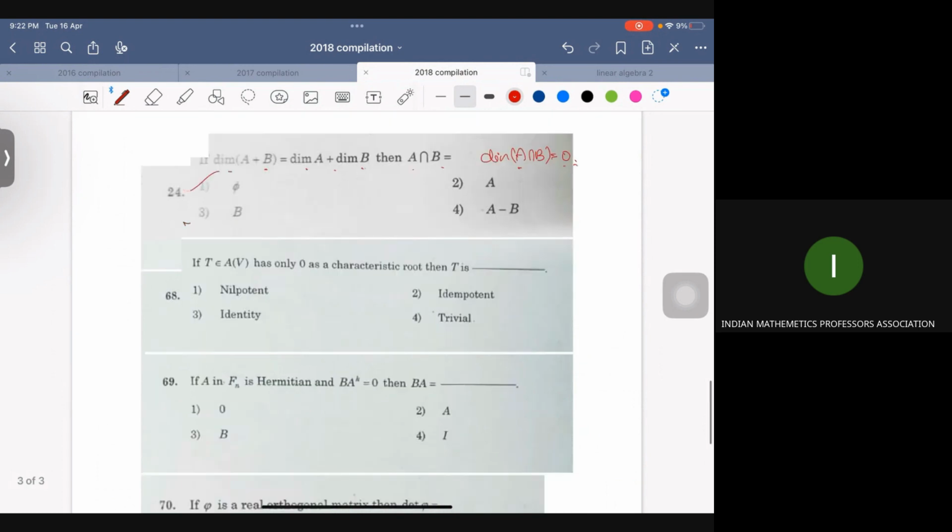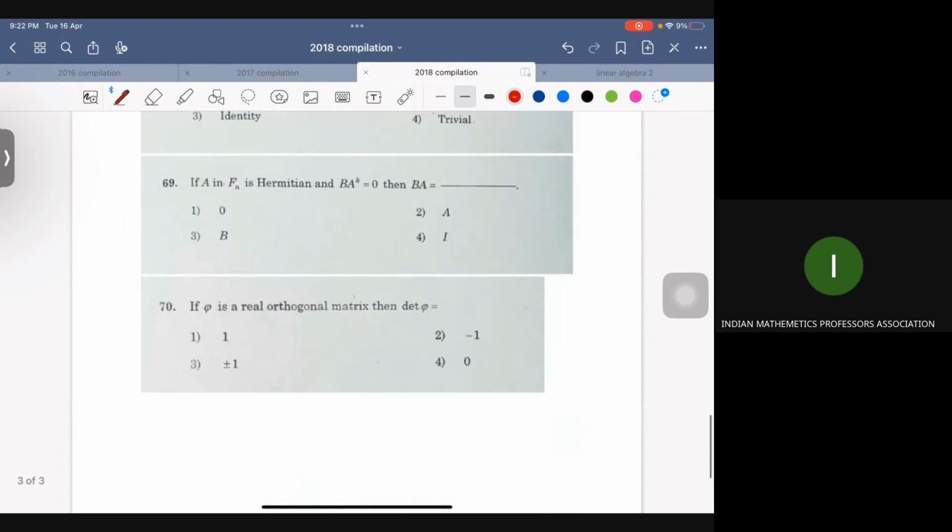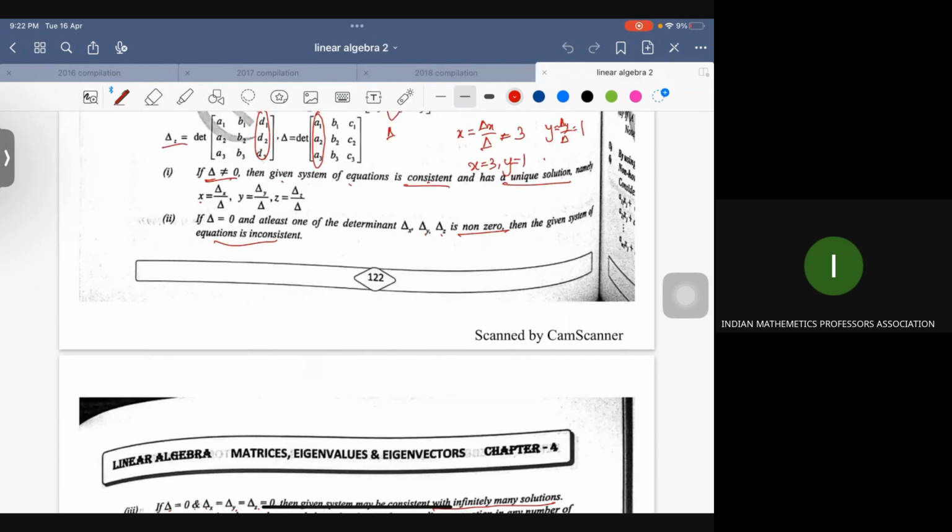Comparatively for the SET exam, the questions will be direct, and you have to read all the properties, and only properties they will ask us. If phi is a real orthogonal matrix, the determinant of phi is, we already saw, the determinant of an orthogonal matrix is plus or minus 1. So these are the direct questions.